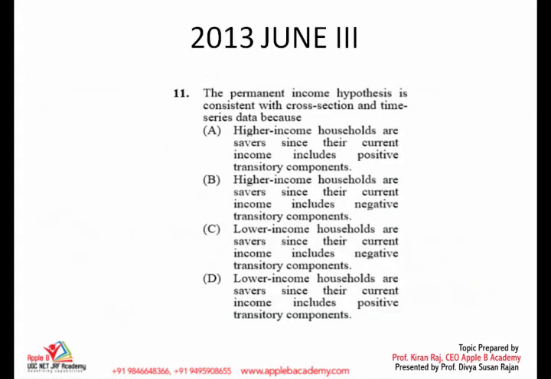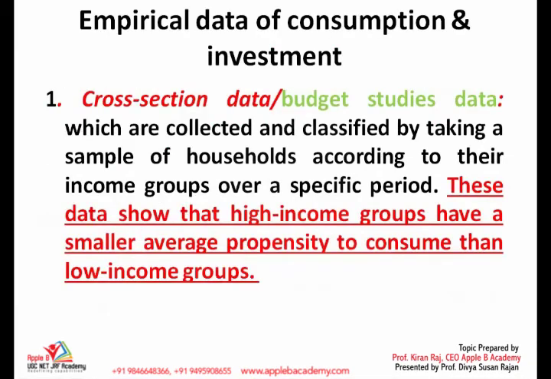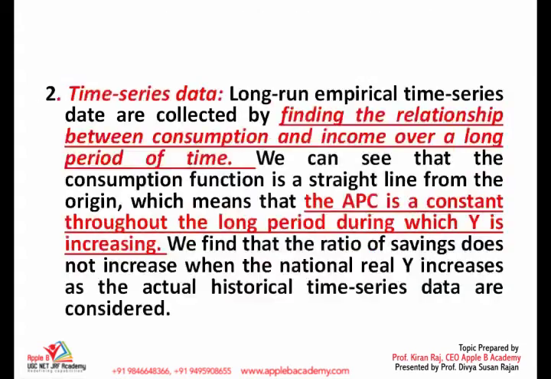the reason why we state the answer to be A is because of the already existing empirical result based on the cross-sectional data and the time series data. With respect to the cross-sectional data, the data shows that the high income groups have smaller average propensity to consume than the low income groups.